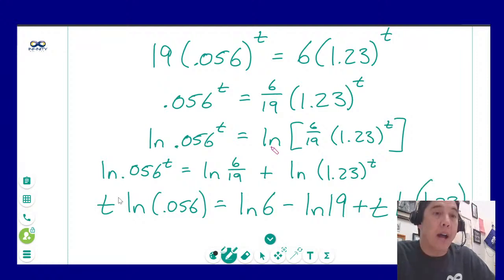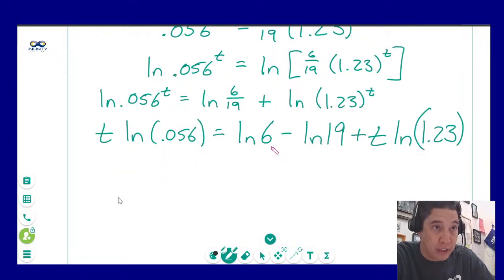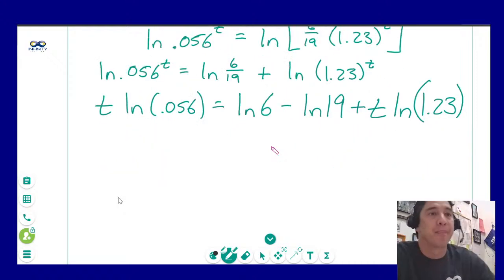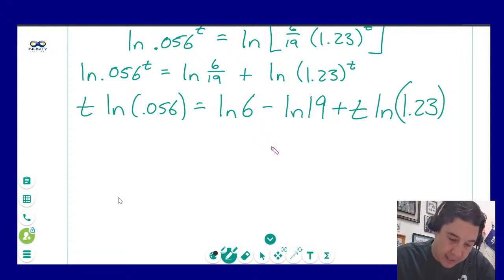All right, that's why I make you guys memorize these logarithm rules, because they're so important, especially as you get into higher level classes like calculus.